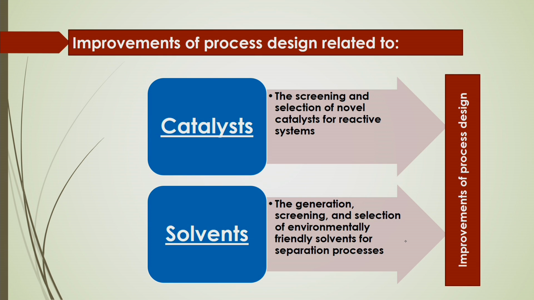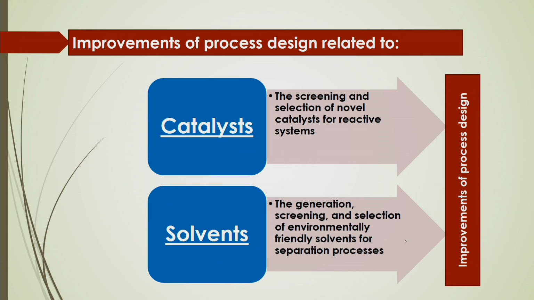Now how to improve the process design? It is related to different criteria, different materials, even operating variables, even other renewable resources that will have an impact on improving the process design. So process design is related to materials like catalysts and solvents. Catalyst means the screening and selection of a novel catalyst for the reactive system to be considered. You have to synthesize the novel catalyst for a particular reaction. Whatever catalyst is synthesized, whether it gives a positive environmental impact or not, you have to consider, and based on that you have to improve the process design.